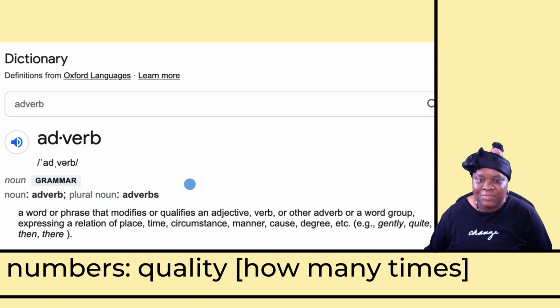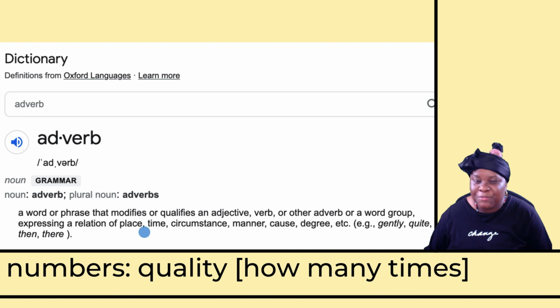In the context of numbers, the word qualify would be quality. I'm glad the word qualifies is there, because it makes it clear. Modifies or qualifies. So in the context of numbers, that would be quality. Quality being how many times. The attribute would be how many. The quality would be how many times.